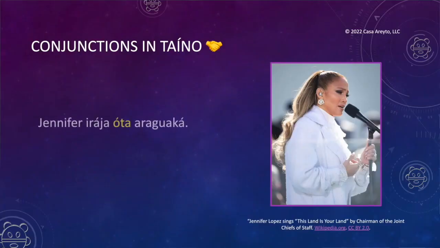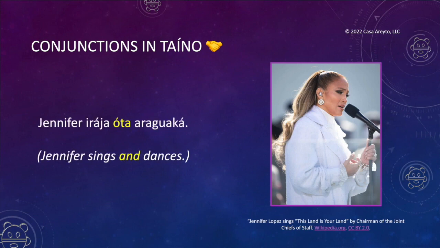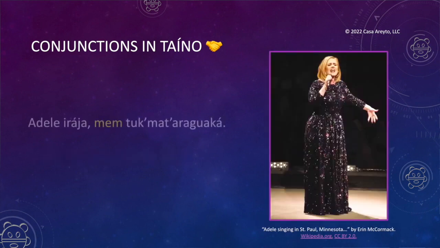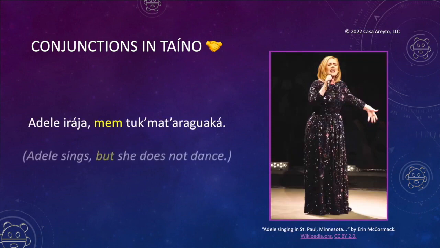Let's take a look at this first example. You've seen this sentence before. Jennifer iraha ota araguaca. Jennifer sings and dances. Now let's take a look at this sentence. Adele iraha mem tukmat araguaca. Adele sings, but she does not dance. Did you see the context clue? Mat, not? That's how we know that we should use mem, but.